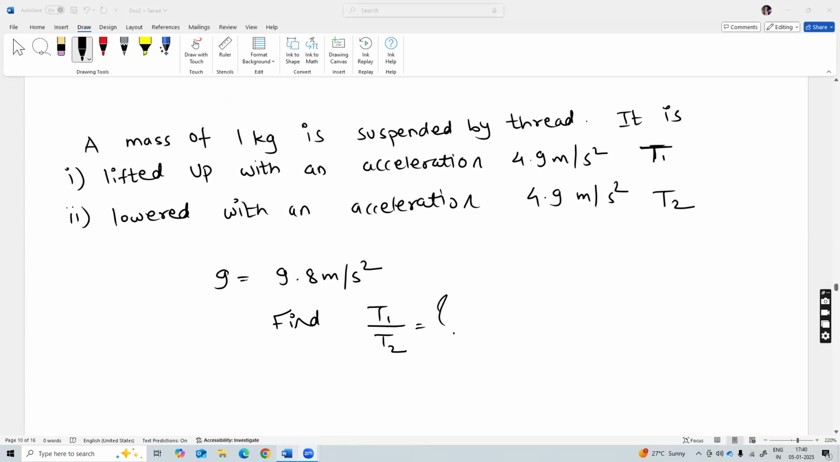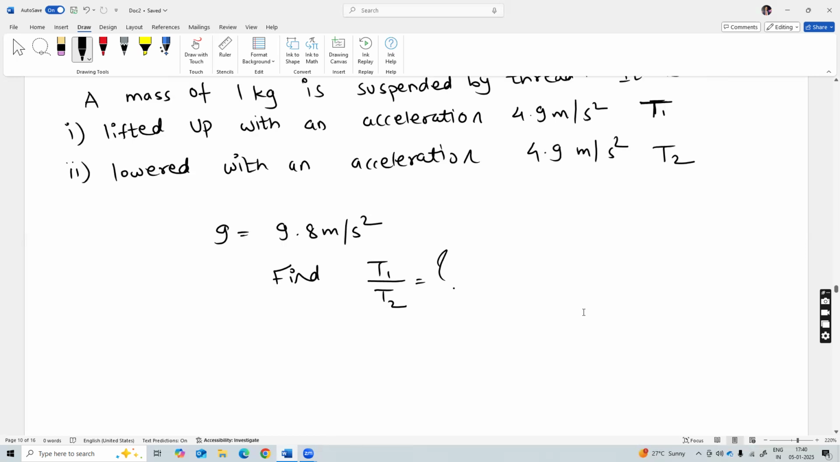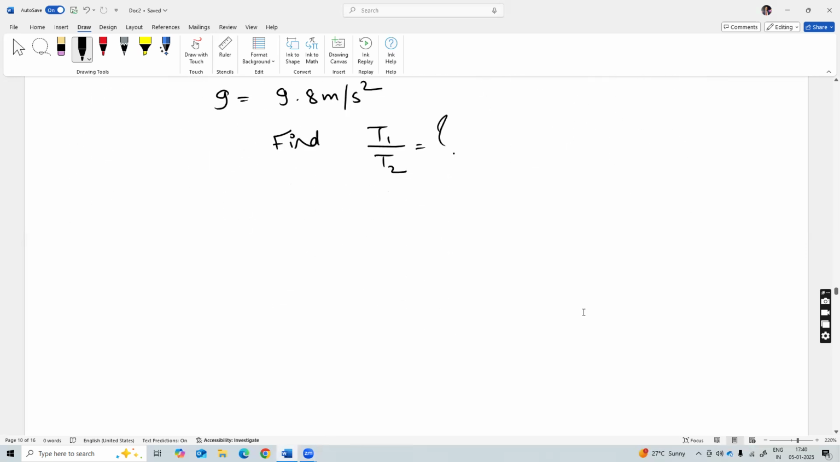Okay, you got the answer as 3. Fine. So there are two cases. In the first case, it is moving upward, and in the second case, it is moving downward. So let's say this is 1 kg, this is T1, and it is moving upward with acceleration 4.9 meter per second square. And in the second case, it is T2, it is 1 kg, and it is moving downward with 4.9 meter per second square.